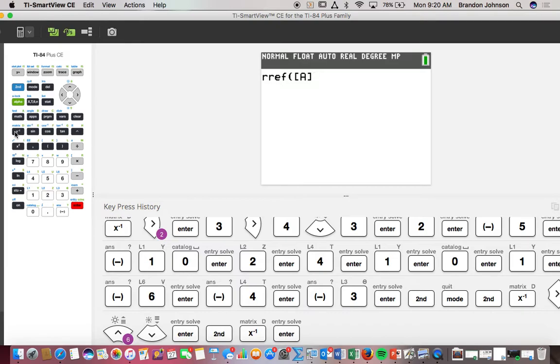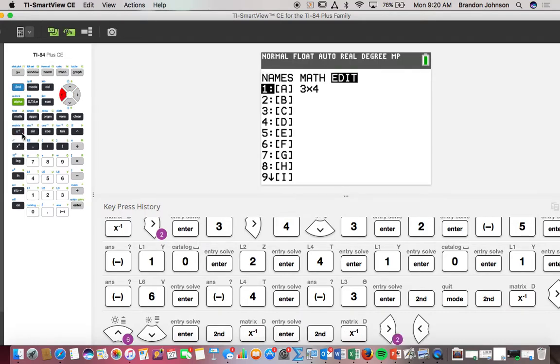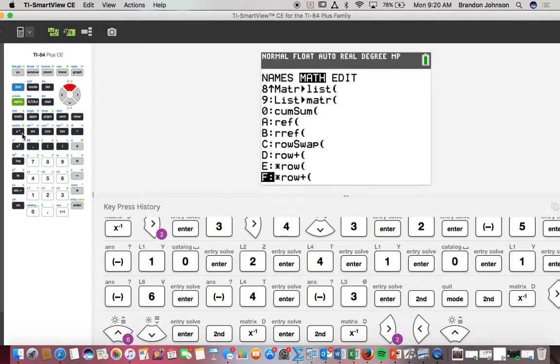Wait, it's so simple. How to get RREF? Yeah. Go to second x to the negative first here, okay? And then go to the math, right? It made parentheses, you don't have to close them. If you want to, that might be mathematically beautiful, but you don't have to.